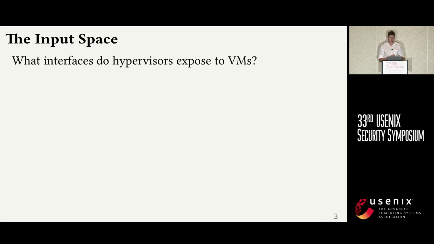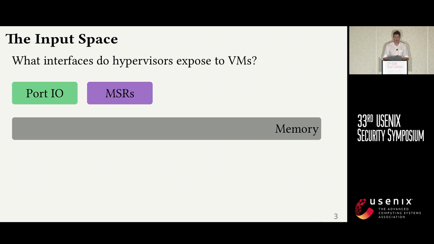First, let's cover the input space. What interfaces do hypervisors expose to VMs? And really, how do hypervisors allow VMs to communicate with the outside world? Because this is going to be the attack surface. Well, first we have the port I/O and model-specific register input spaces, which basically allow a VM to use a special instruction to trigger an exit into the hypervisor, and then the hypervisor has to emulate this request.